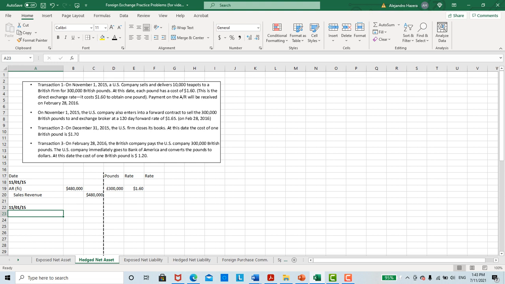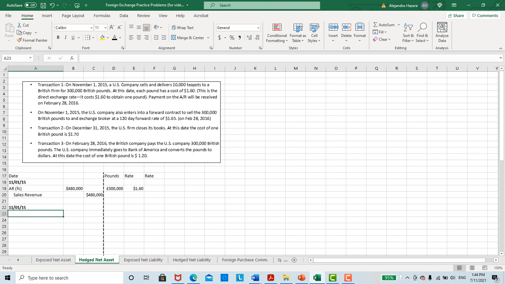And the forward contract fixes the rate. In this case, it fixes the value of what you'll get for those pounds when this contract is settled on February 28, 2016. So you can fix the exchange rate like this. Now you may ask yourself, why would you do this? Well, everybody's gambling here, except your gamble on this contract will be offset by the actual account receivable. So let's go ahead and see how this works out here.